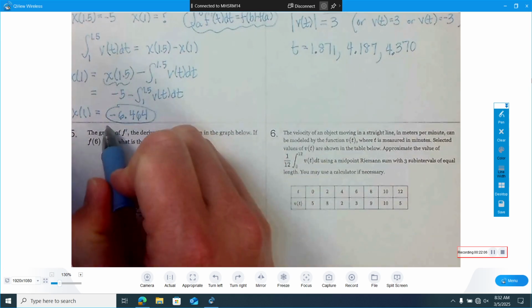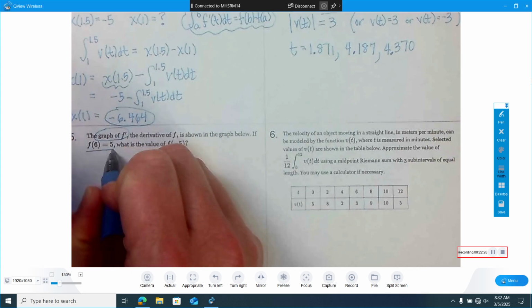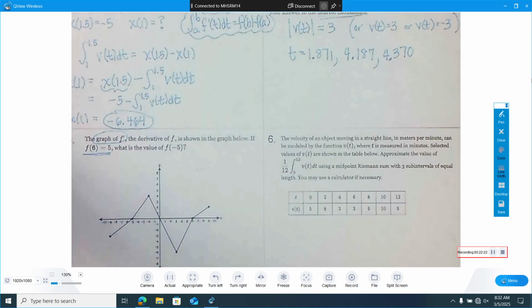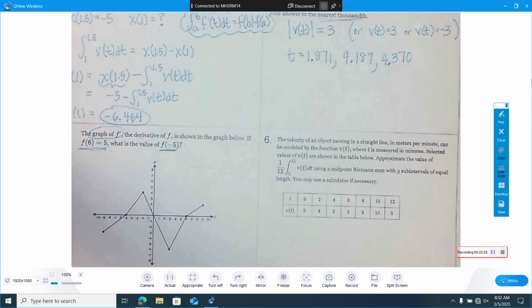We are looking at the graph of f prime, so we're looking at a derivative function. The derivative of f is shown in the graph below, if f of 6 equals 5. So again, they are giving me an original function value, not a derivative value. We want to know again, what is the value of f of negative 5?